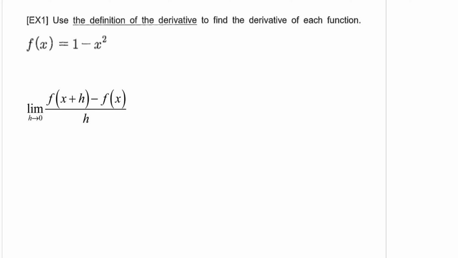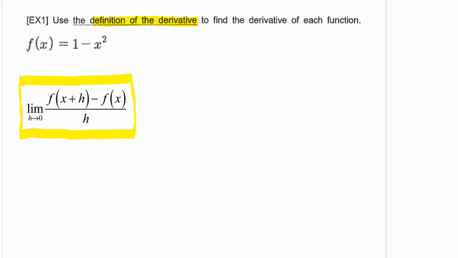Let's take a look at some of these definition of the derivative homework problems. When we're dealing with the definition of the derivative, to find the derivative, we have to use this little formula here in the yellow box, right? What we're going to do with that formula is plug functions into that formula.